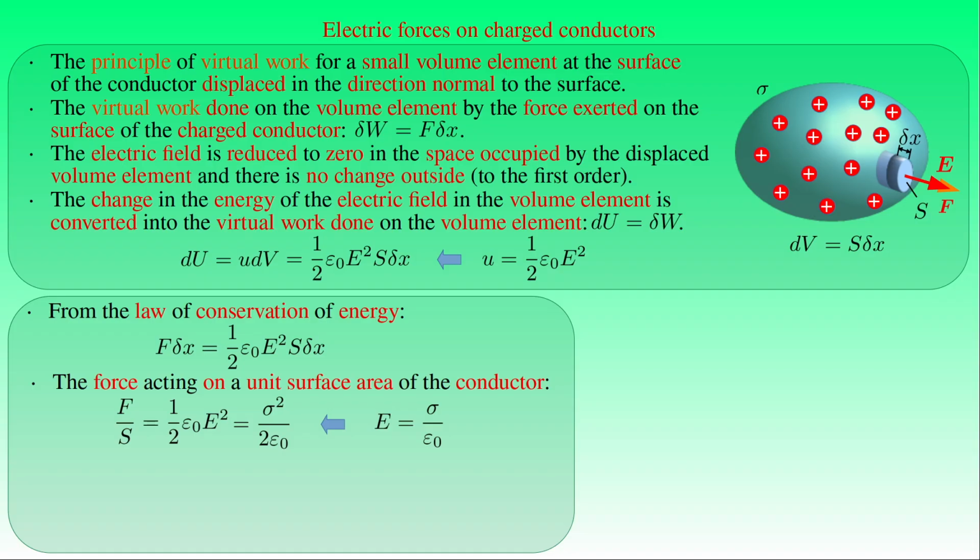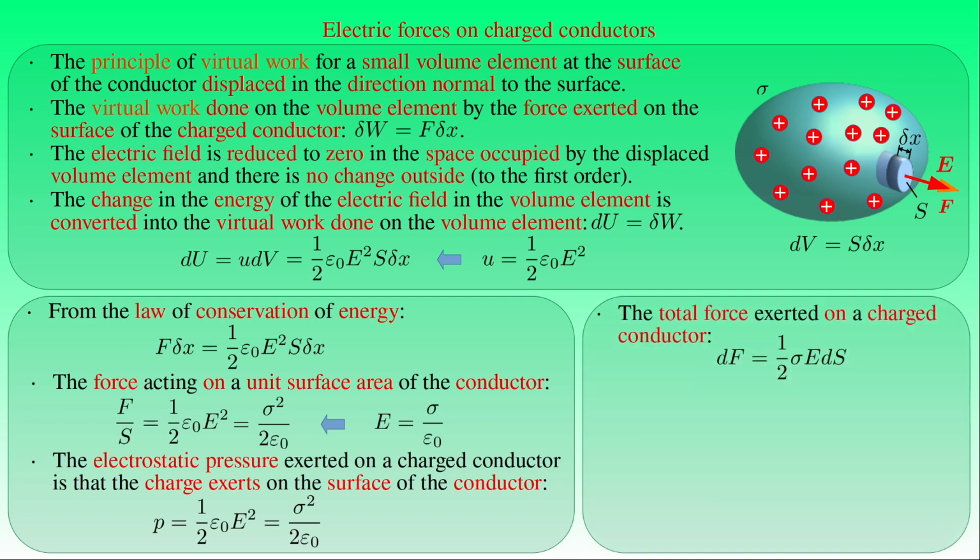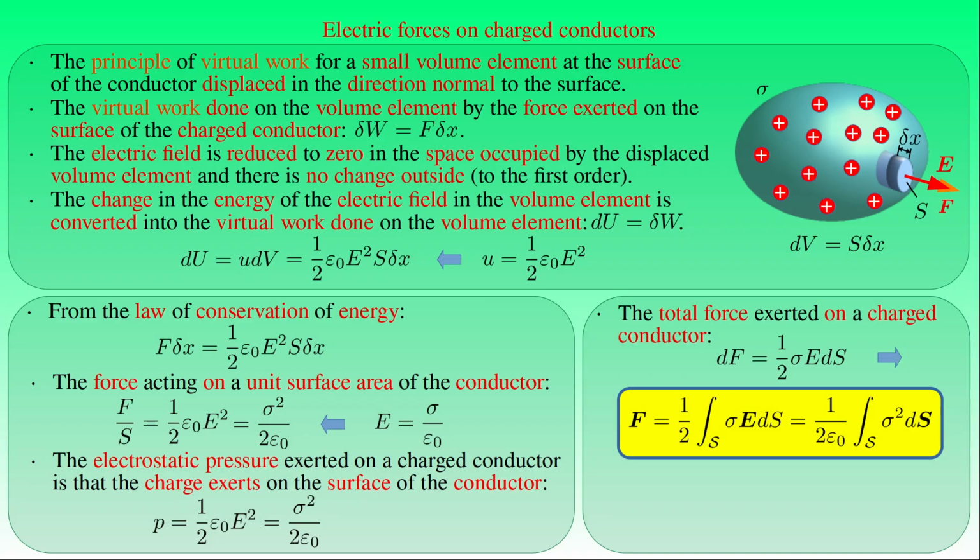Since force per unit area is pressure, we can define the electrostatic pressure that the charge exerts on the surface of the conductor, that is, the electrostatic pressure is given by 1/2 epsilon naught E squared or sigma squared over 2 epsilon naught. We note that the formula obtained for the infinitesimal force, dF equal to 1/2 sigma E dS, can be integrated over the whole surface of the charged conductor. Then the net force F on a charged conductor is given by 1/2 times the surface integral of the surface charge density sigma times the electric field strength E over the surface S of the conductor, or 1/2 epsilon naught times the surface integral of sigma squared over the surface S.